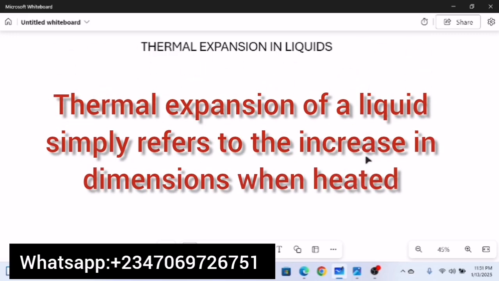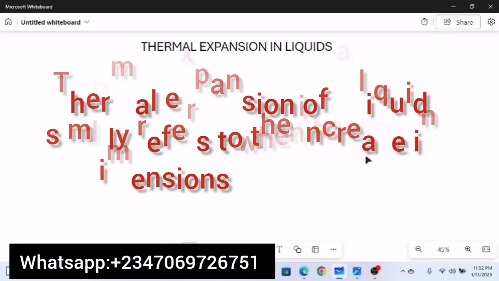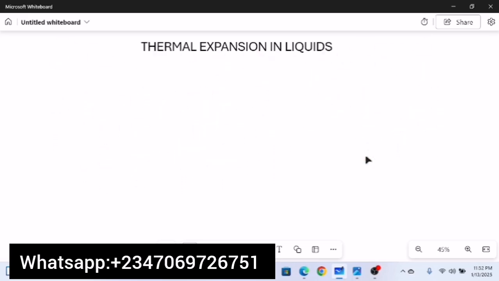Thermal expansion of a liquid simply refers to the increase in dimensions when heated. So whenever a liquid is being heated, there is always bound to be an increase in dimension. Now let's show a diagram to illustrate this definition.